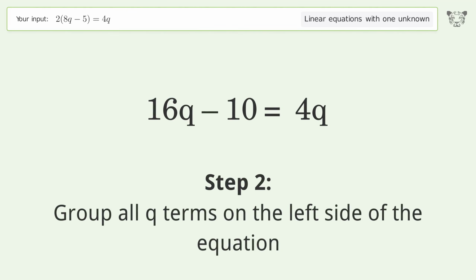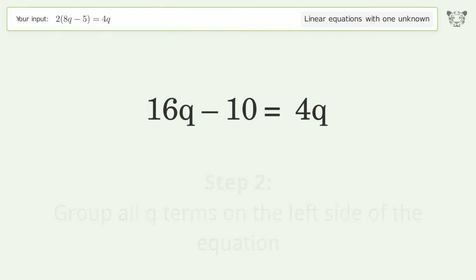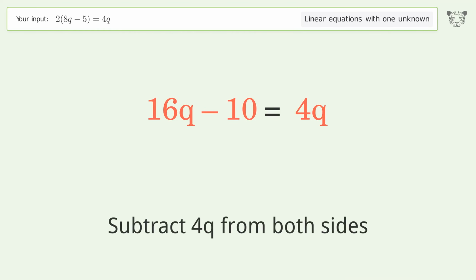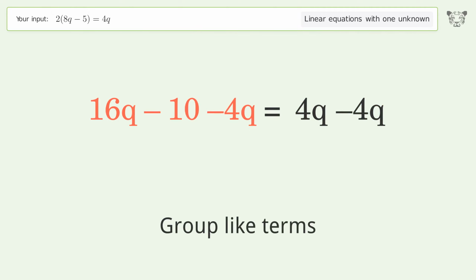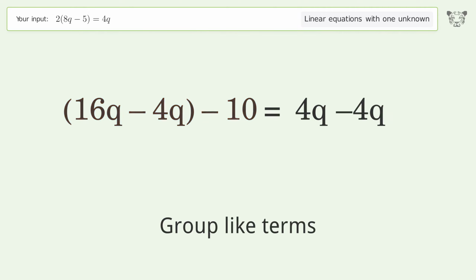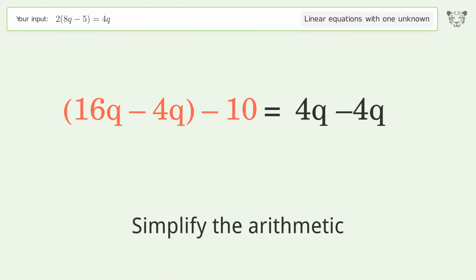Group all q terms on the left side of the equation. Subtract 4q from both sides. Group like terms. Simplify the arithmetic.